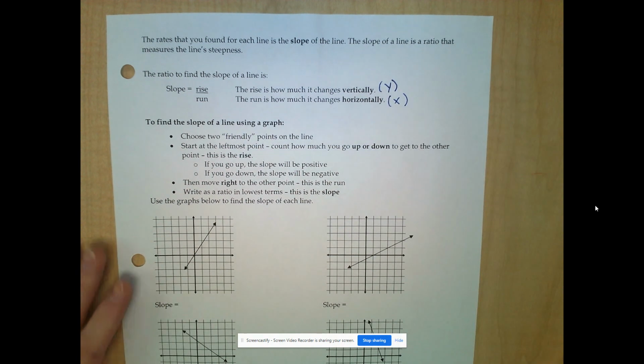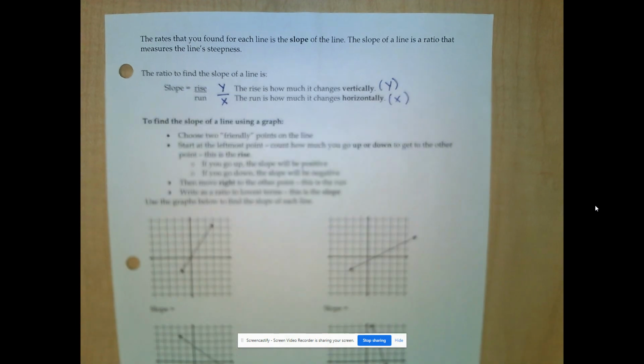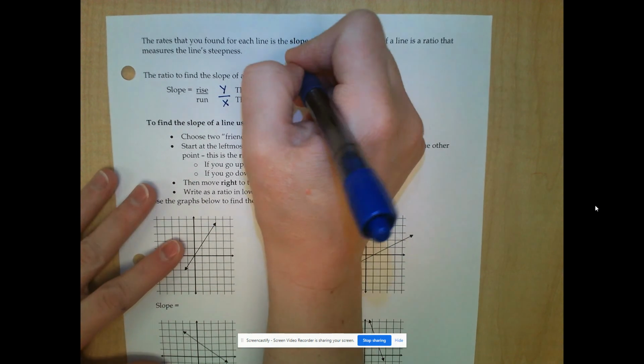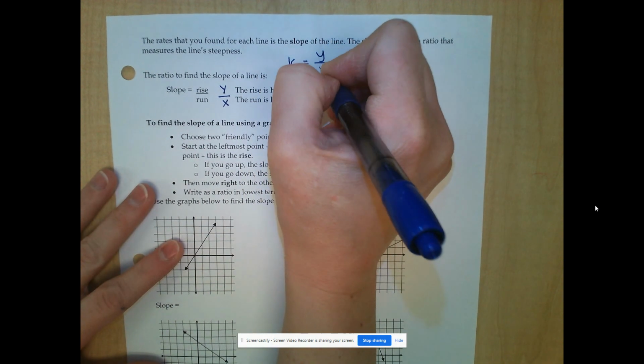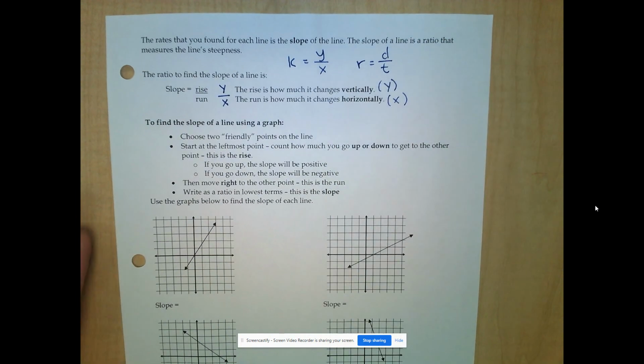So if we think about that, it is also the same as saying we took the Y value and divided by the X value, which should look really familiar. That's what we did to find our K value. So K was Y divided by X, or we can say to get the rate, we did distance divided by time. To find the slope of a line using a graph, choose two friendly points on the line.